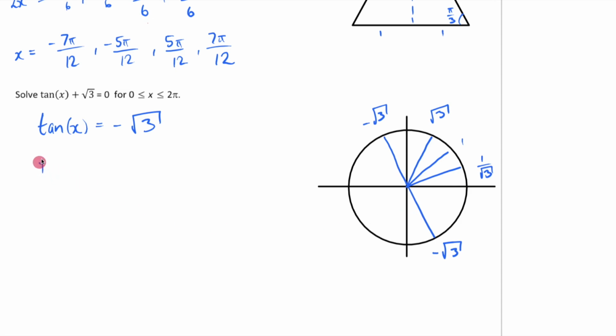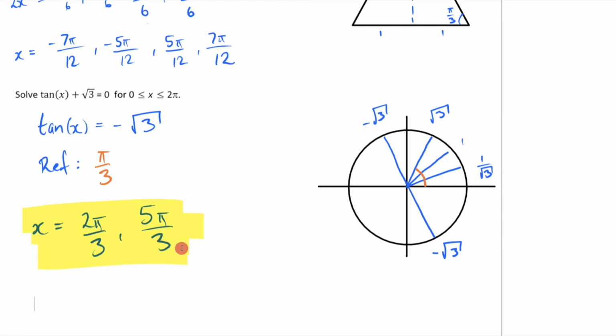So first I would figure out what my reference angle is going to be. So in my first quadrant, what is this angle going to be? And we know that's going to be pi on 3. So now I just need to figure out what it's going to be in the second and fourth quadrant. So in my second quadrant, I know that pi on 3 is going to be 2 pi on 3. And in my fourth quadrant, I know that pi on 3 is going to be 5 pi on 3. So my answer is simply going to be 2 pi on 3 and 5 pi on 3. So this one's far simpler than the one we saw above. And hopefully all of that made sense.